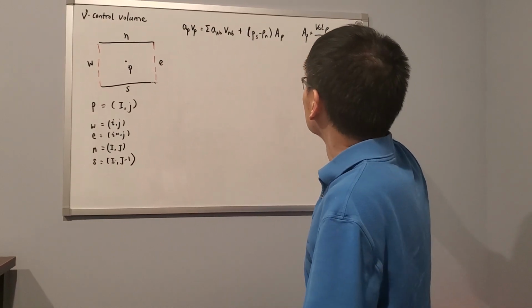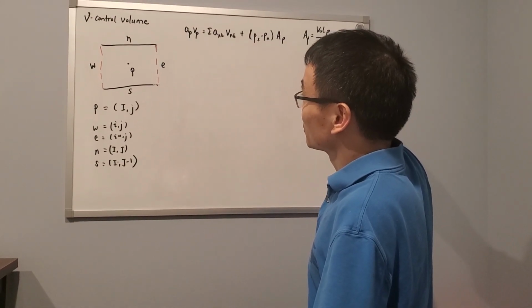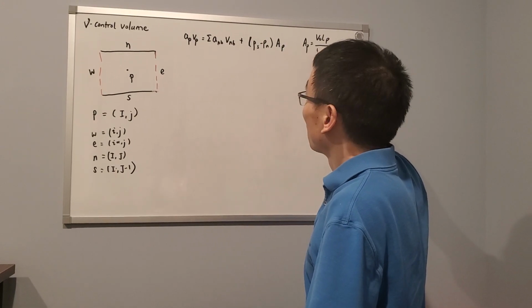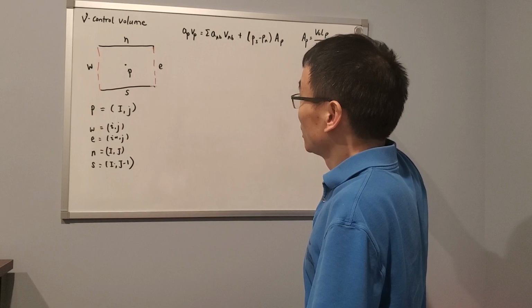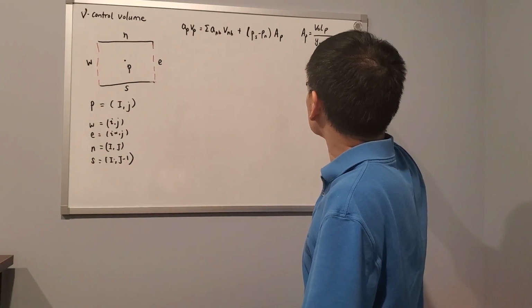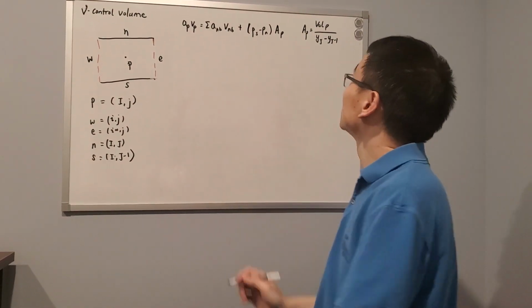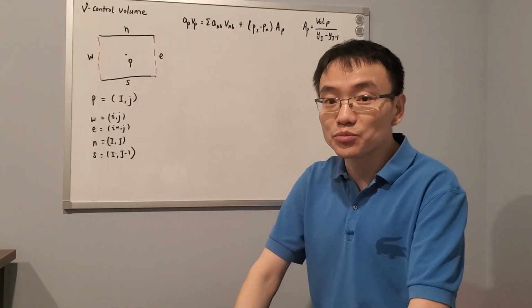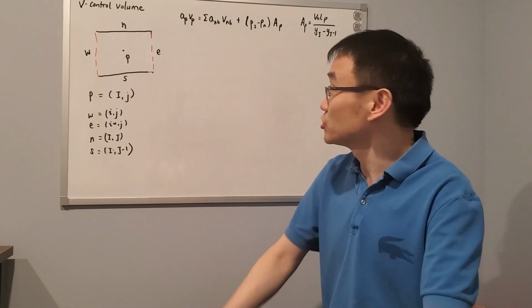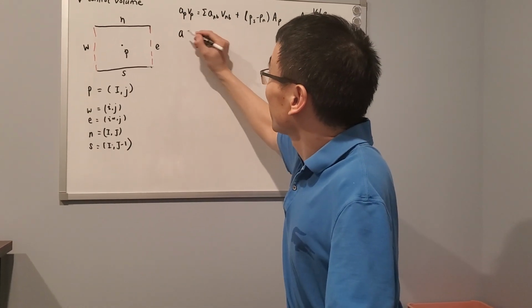So delta Y is simply the YN, which is YJ minus YJ minus 1. All right, so again, let's try to compute each A neighbor coefficient. So let's start from AW.